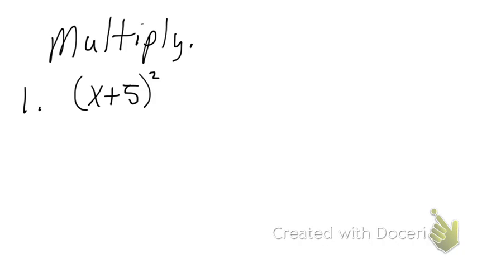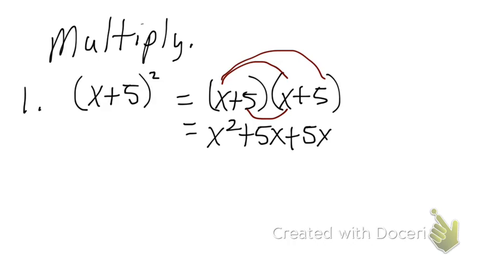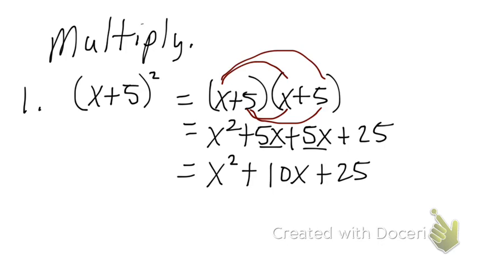If you were going to multiply (x + 5) squared, you would need to multiply two (x + 5)'s. Of course, this is a FOIL situation, and we're going to end up with x squared plus 10x plus 25. Now we call this answer here a perfect square trinomial.